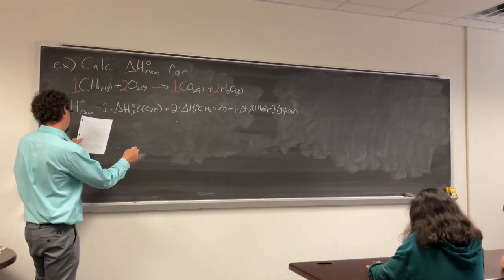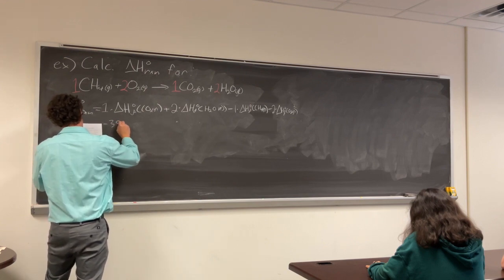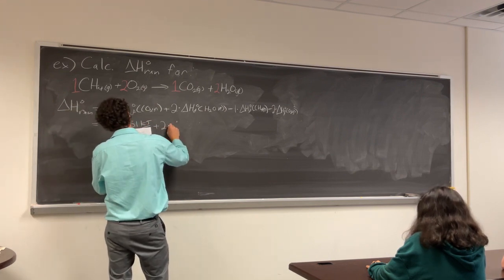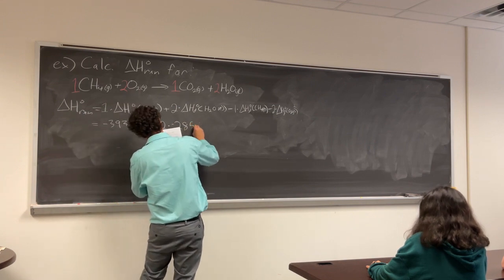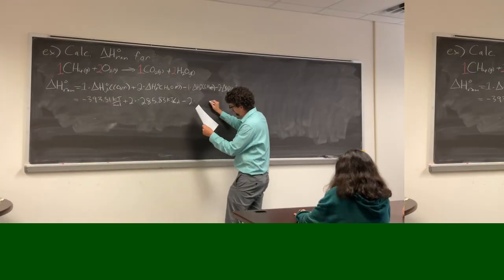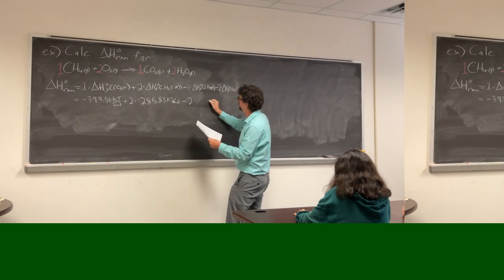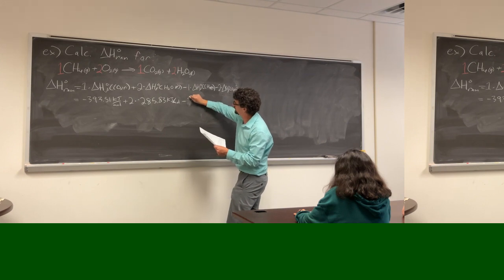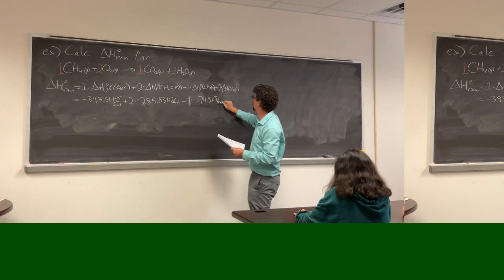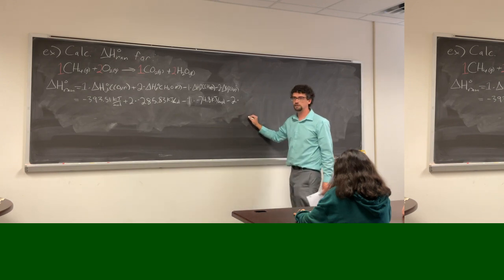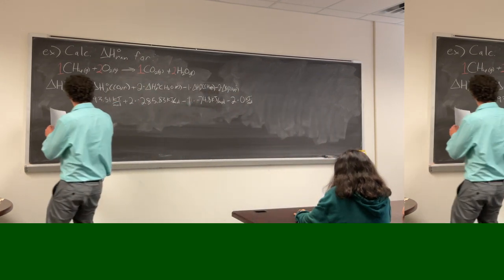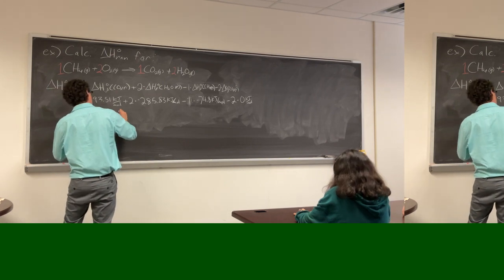The values I find: negative 393.51 kilojoules per mole, plus 2 times negative 285.83 kilojoules per mole, minus 2 times, we want H2O now. Oh no, we want methane, I'm sorry. 1 times methane, negative 74.8 kilojoules per mole. And Tessa, what did you say about oxygen? 0. Yeah. Which is nice. When you sum all that junk up, you get negative 890.4 kilojoules.